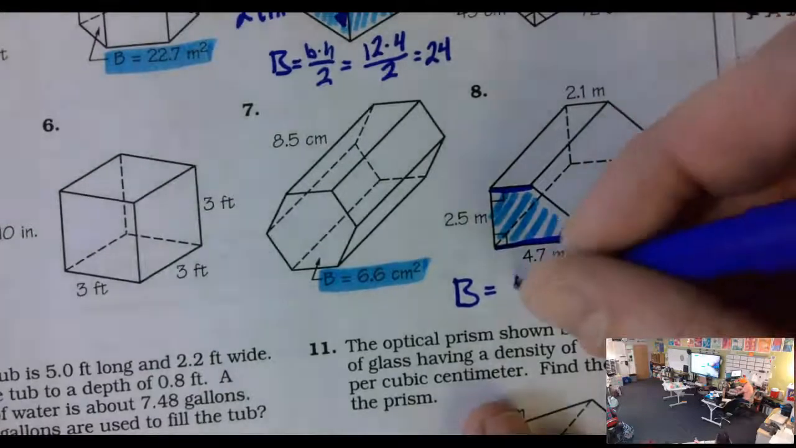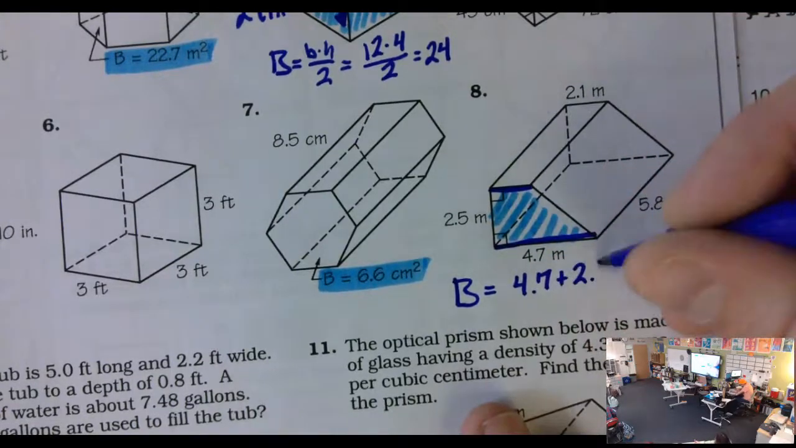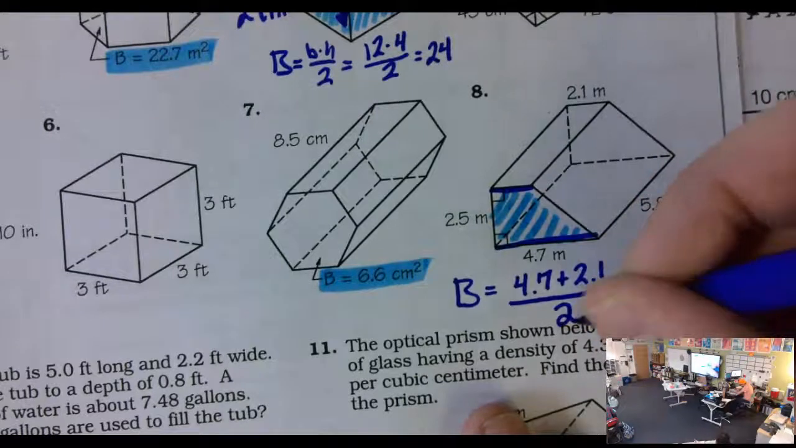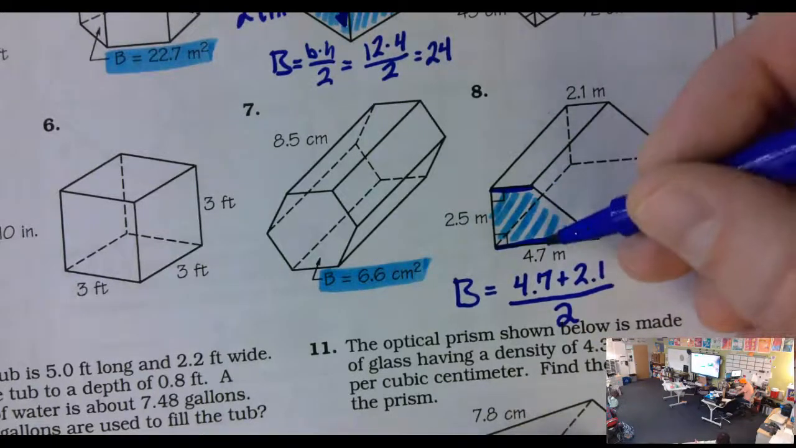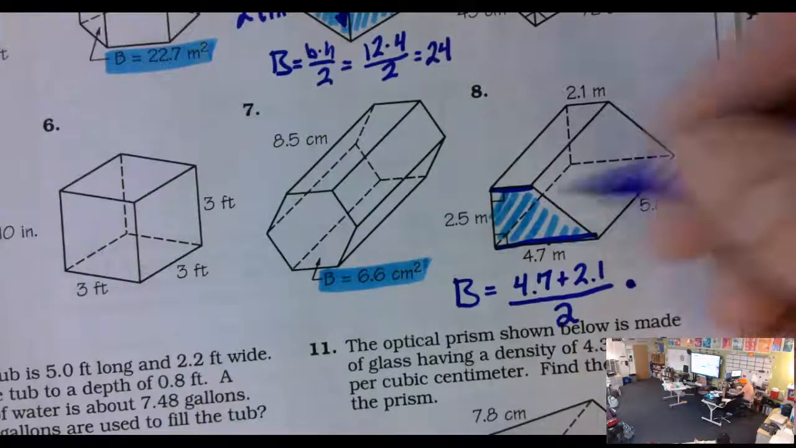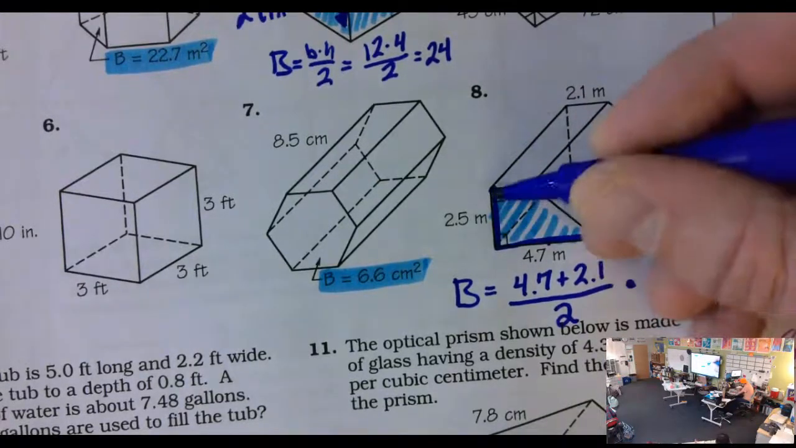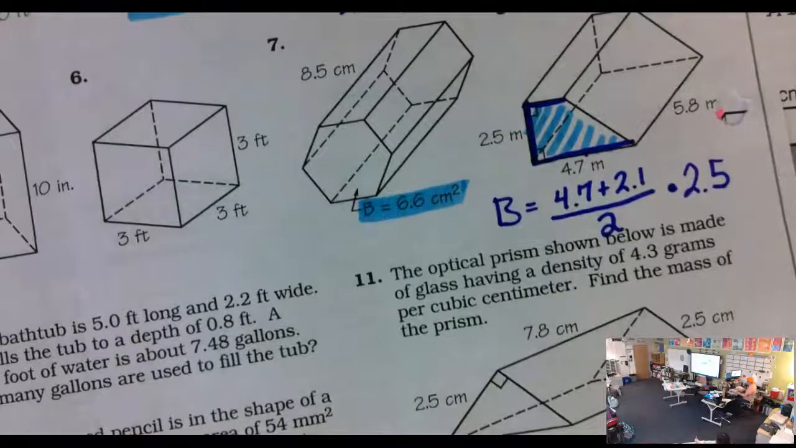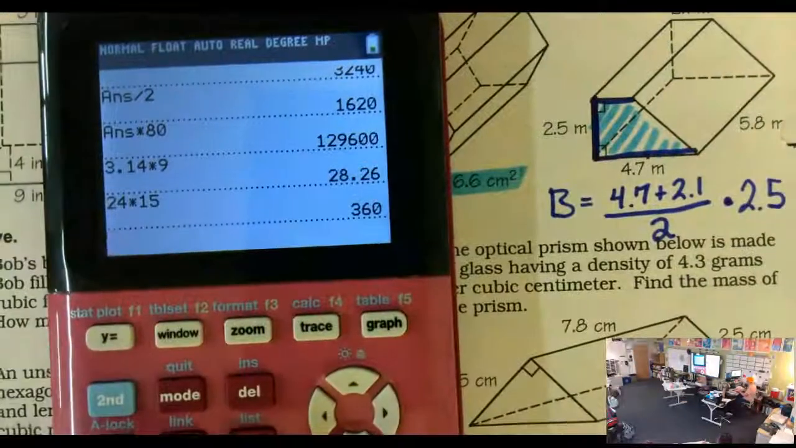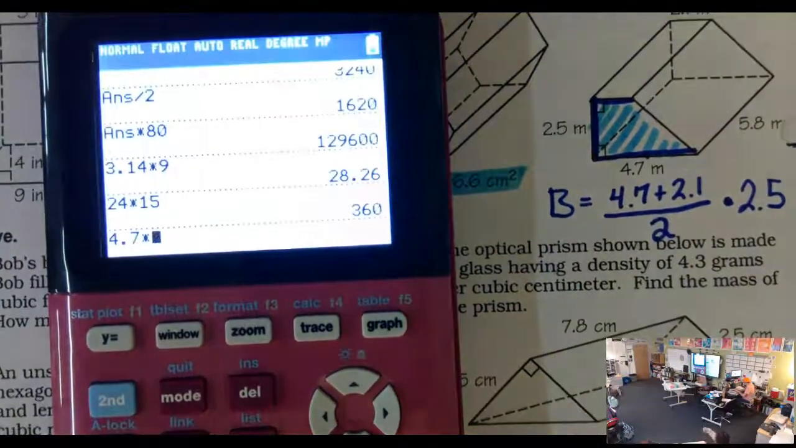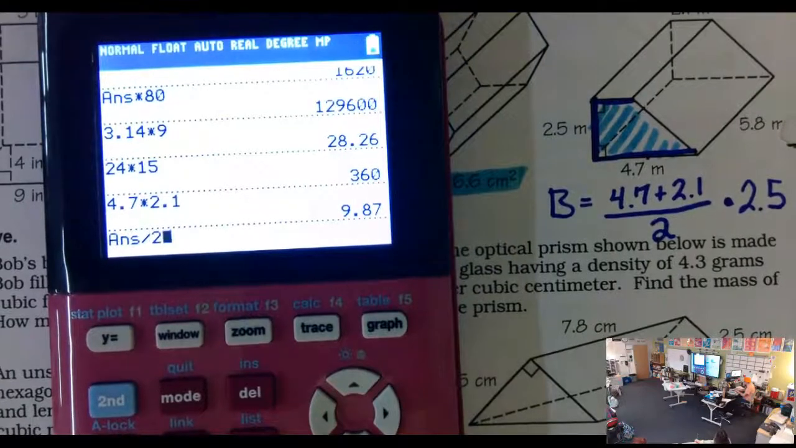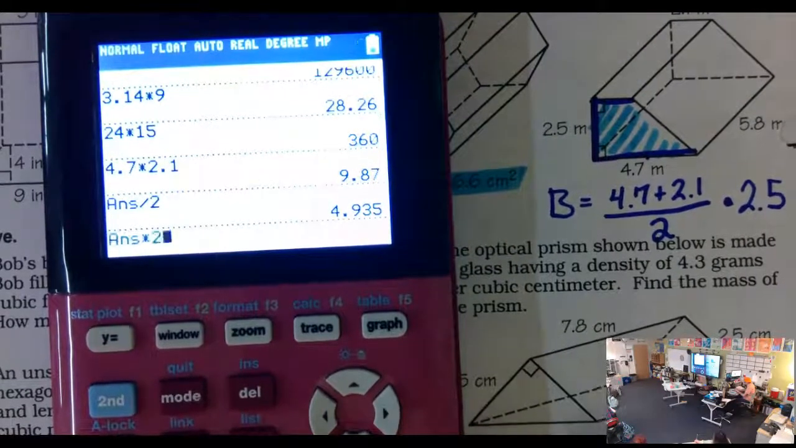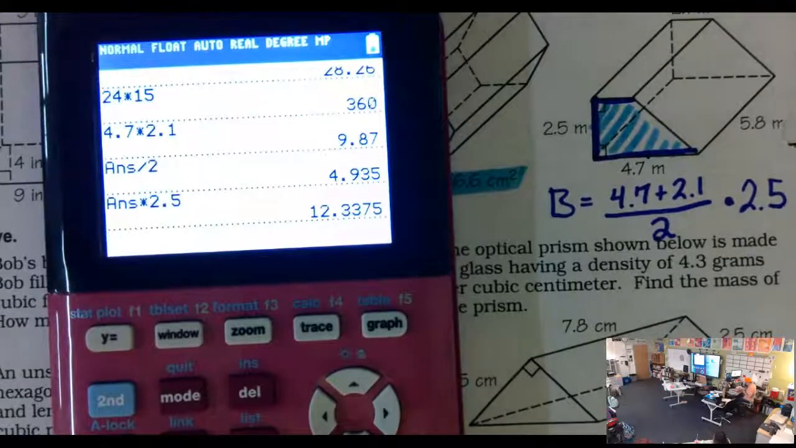So 4.7 plus 2.1, I divide that by 2 to average out these two bases, and that will get multiplied by the height of the trapezoid, which is 2.5. So remember, we're recording, so if you need to go back and see a reminder of this. So 4.7 plus 2.1, divide that by 2, then multiply that by 2.5. So Big B, 12.33, so like 12.3-ish. But I can leave that in my calculator for a moment.